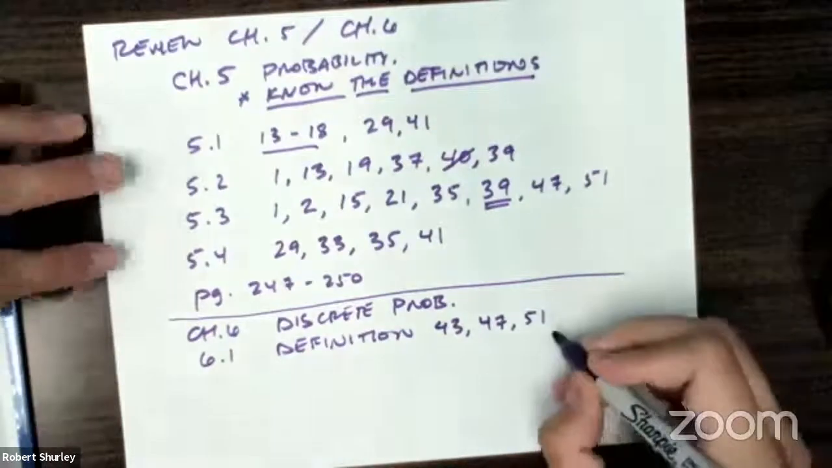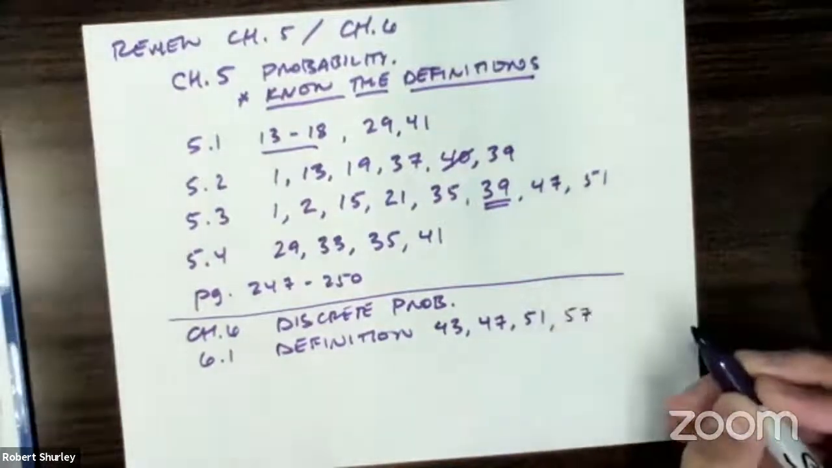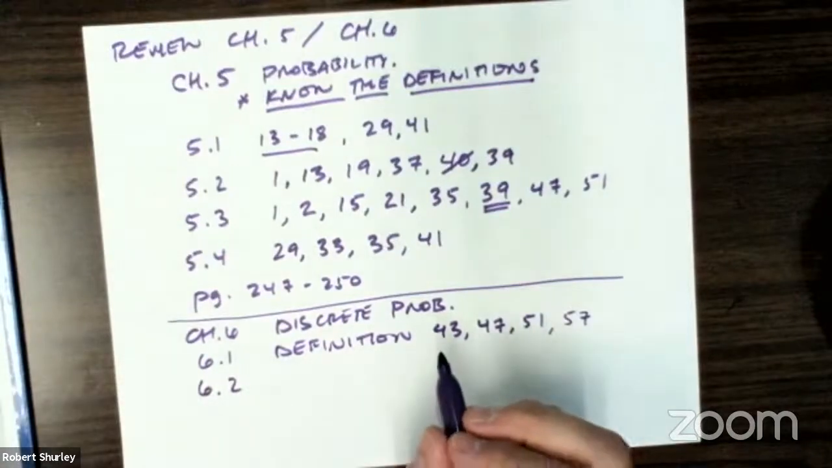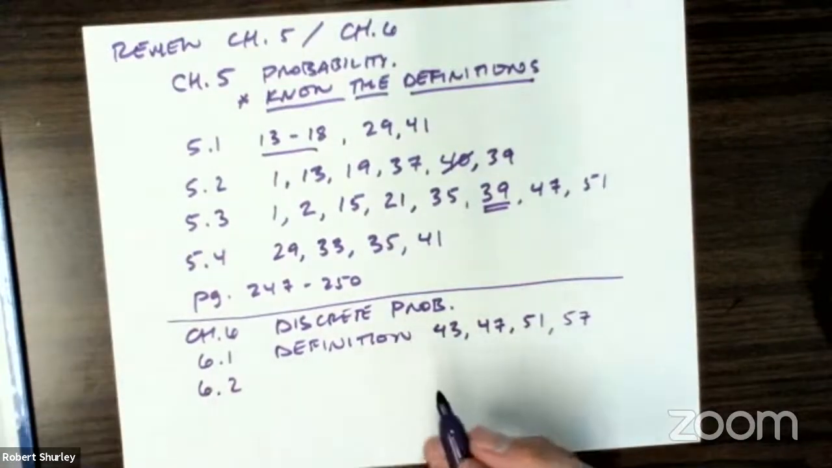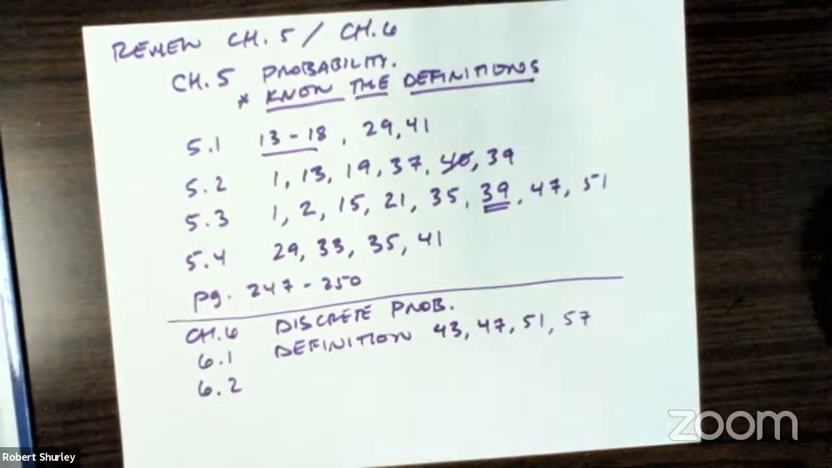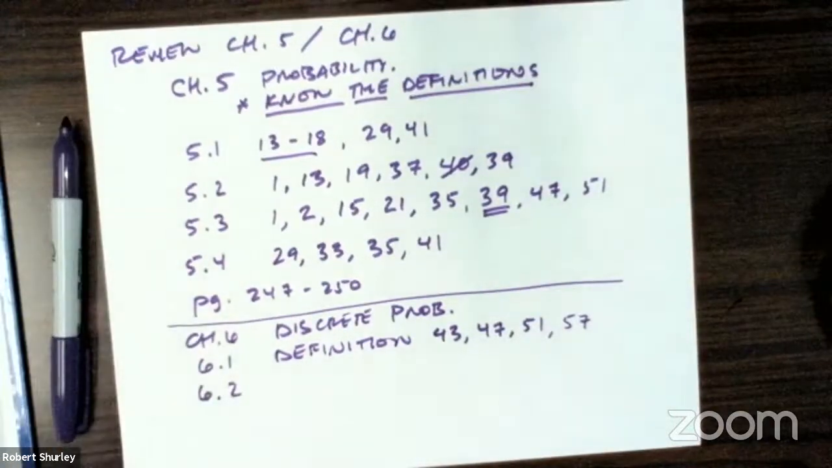Let's look at 57 as well. I like that one. It talks about a business projection. Now 6.2 is on the binomial distribution, and I'm just going to ask you some straightforward binomial questions. Nothing crazy. I'm not going to make you build models on it or anything like that. You just have to understand.